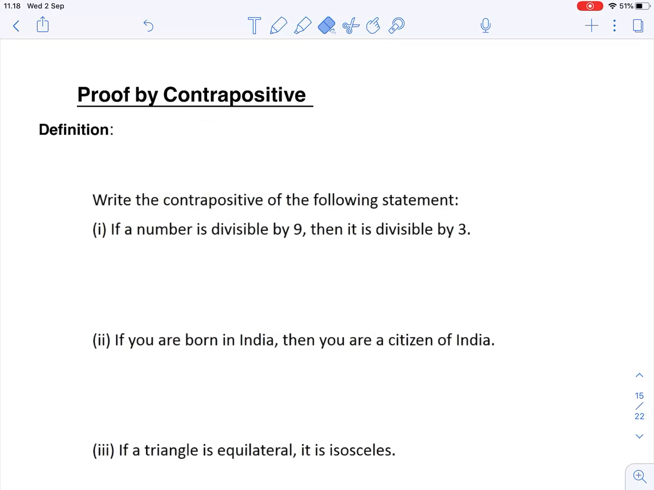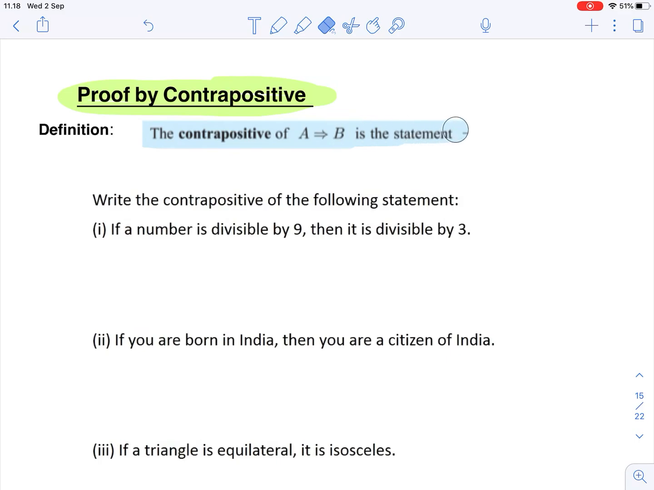In this video, we're talking about proof by contrapositive. The definition of a proof by contrapositive is: if A implies B is true, then we can also say that not B implies not A. Let's look at a few examples.